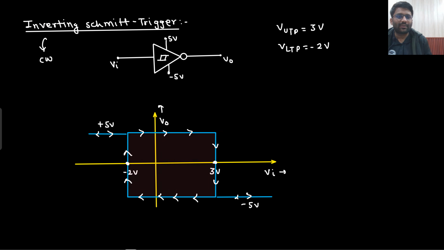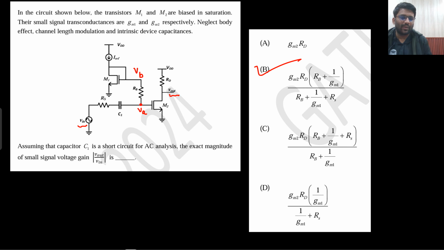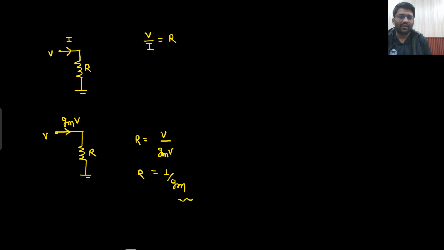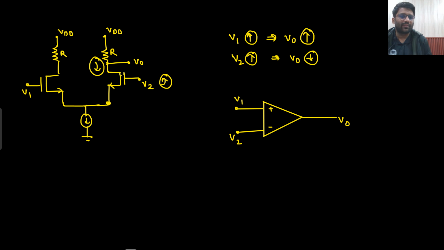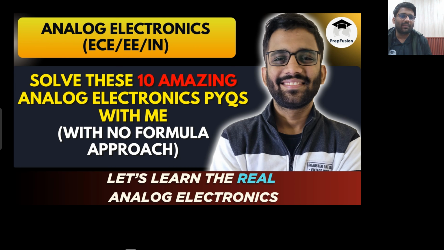All the concepts I have taken into action: oscillator, op-amp, MOS amplifier, DC analysis of MOS, diode circuit, clamper, rectifier, all these circuits, everything has been taken in those 10 amazing PYQs. So it would be roughly around, I guess, 2 hours of video, or more than 2 hours. After these 2 hours, you will feel like I am a completely different person in analog electronics. So surely watch it.